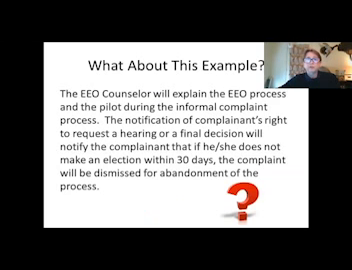A second example: the EEO counselor will explain the EEO process and the pilot during the informal complaint process. The notification of the complainant's right to request a hearing or a final decision will notify the complainant that if he or she does not make an election within 30 days of whether or not to request a hearing or a final decision, the complaint will be dismissed for abandonment of the process. That was the pilot. The pilot was to add this dismissal element for complainants that don't make an election within 30 days.